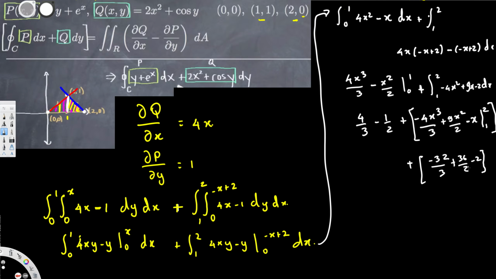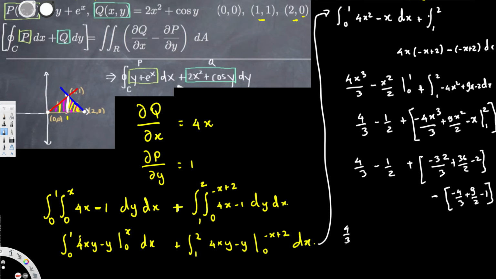And also we are going to plug 1. And if we plug 1, this is going to be just negative 4 over 3. The other one is going to be 9 over 2. And then we are going to have negative 1. Okay, now this one is going to just remain 4 over 3 minus 1 over 2. Let's try to simplify everything.